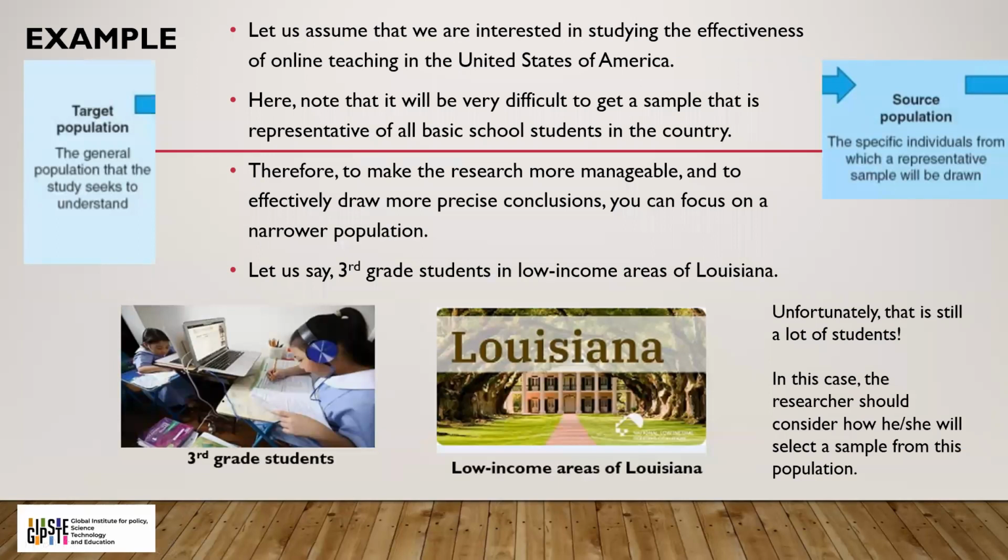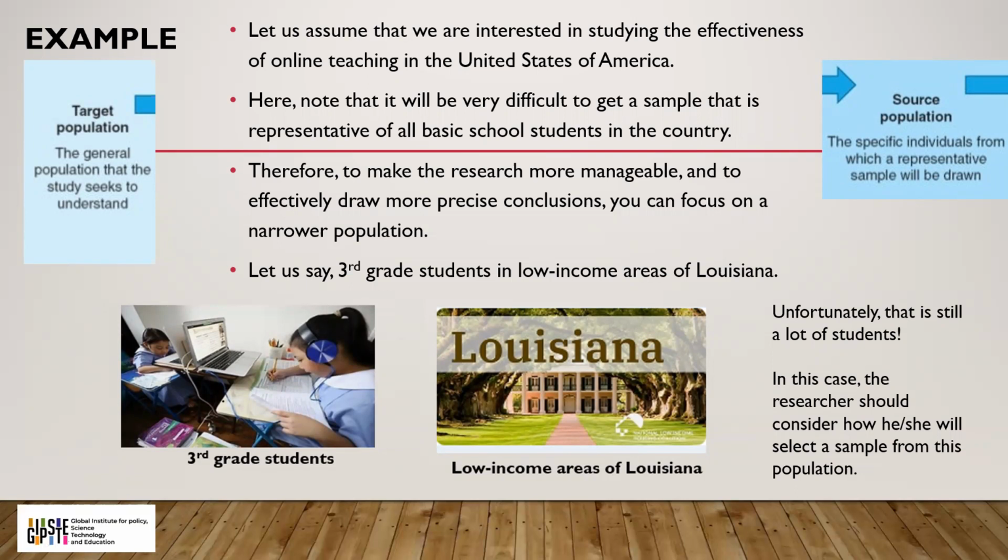Let's take an example to understand it. Let's assume that we are interested in studying the effectiveness of online teaching in the United States of America. So the general population is that you want to study online teaching in the United States of America, but it's too broad. You know that it will be difficult to get a sample that is representative of all basic school students in the country, specifically if you want to look at basic school.